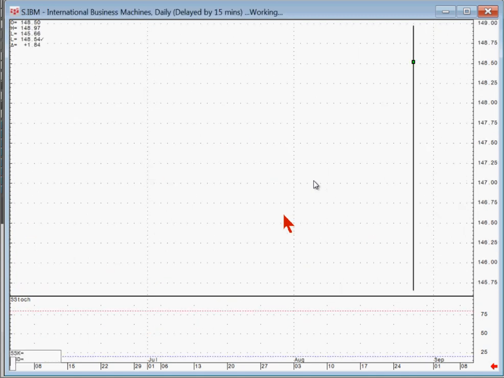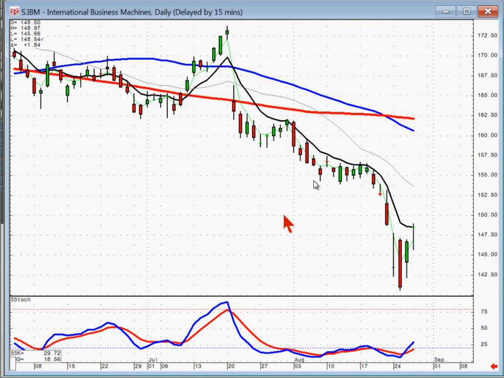IBM coming back up. It's just not a very exciting trader. Closed right on the T-line as a Dogee. So if it opens positive, you can be buying it. Again, just use the T-line as your stop.